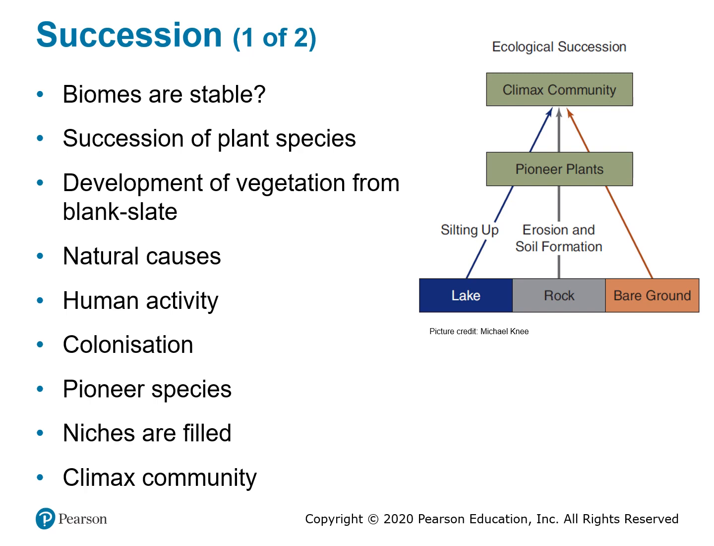So these might be caused by natural causes such as earthquakes, volcanic eruptions, or passage of a glacier. Or more recently, they may be caused by human activity. It is a process of colonization by plant species into a new environment. And these species are known as pioneer species. Niches are filled in the ecosystem. Ultimately, this stabilizes to some extent with the climax community. However, changes do continue, albeit at a slower rate.